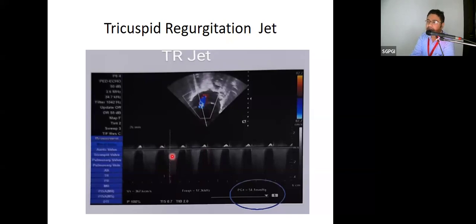Okay, so suppose the TR jet is 4. From Bernoulli's theorem, it will be 4 into V square, so that will be 64. If you add 5 onto that, it is 69. So actually the pulmonary artery systolic pressure is 69. So that is quite high.